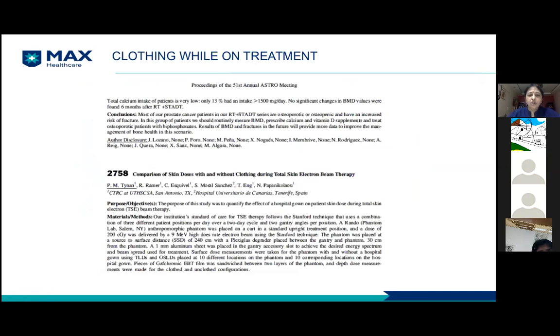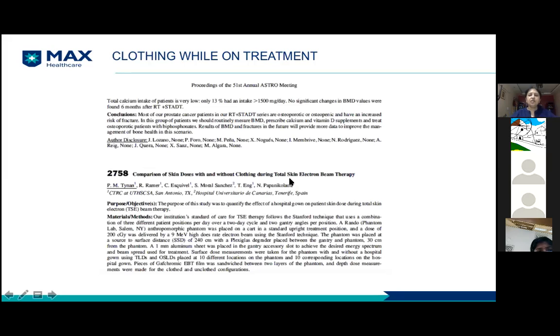Now, another small point which nobody talks about is it is very difficult for patients to stand in the treatment room with so many of us, doctors, physicists, technologists, nurses, everyone around, and it is very difficult for patients to stand without any clothes. I incidentally found one paper from the ASTRO meeting which had compared skin doses for TSET with or without clothing.